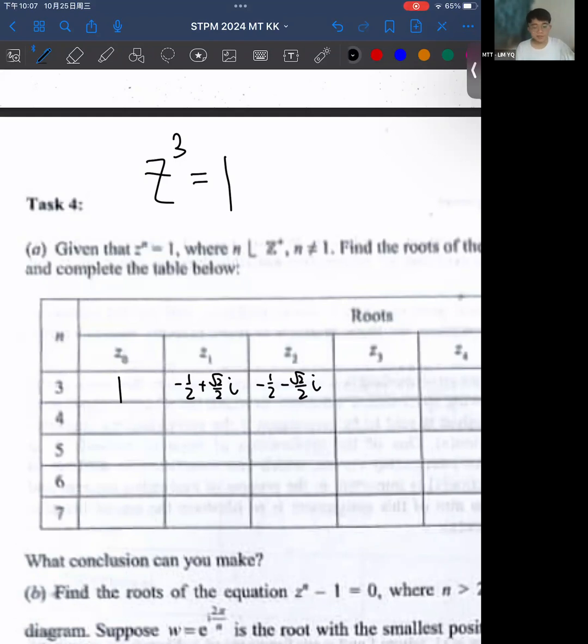Okay, for the third case, use your De Moivre's theorem. If you don't know, you may watch back the earlier video. Or new students, if you don't know, you can ask me.